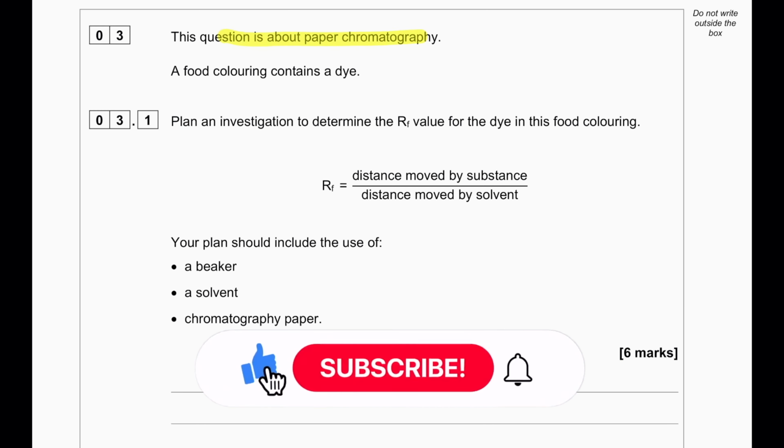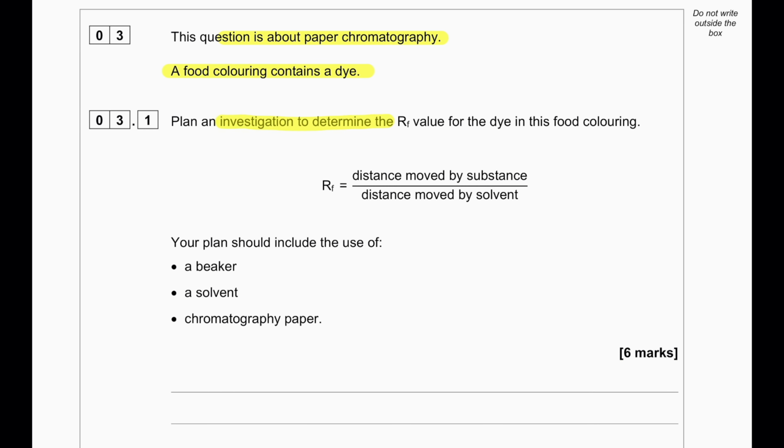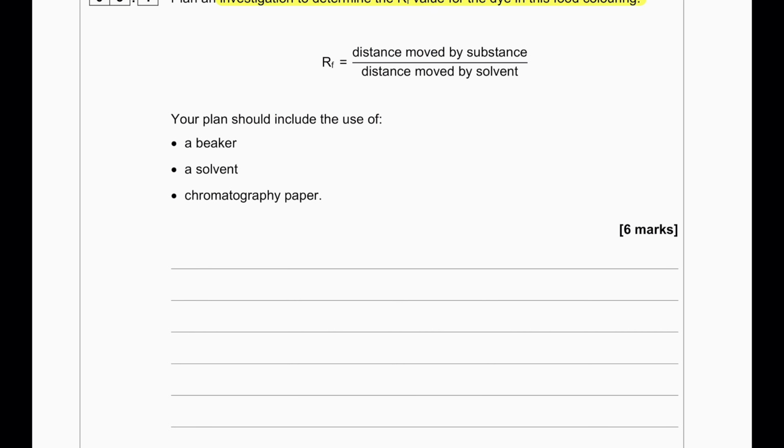This question is about paper chromatography. The food coloring contains a dye. Plan an investigation to determine the Rf for the dye in this food coloring. The formula for the Rf is given: distance moved by the substance divided by distance moved by solvent. Our plan should include a beaker, a solvent, and chromatography paper.